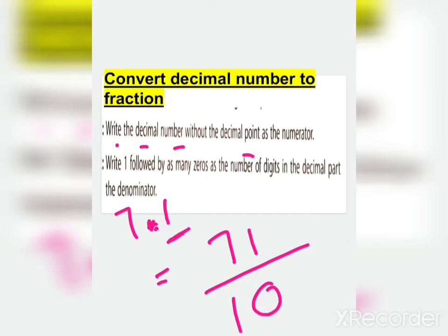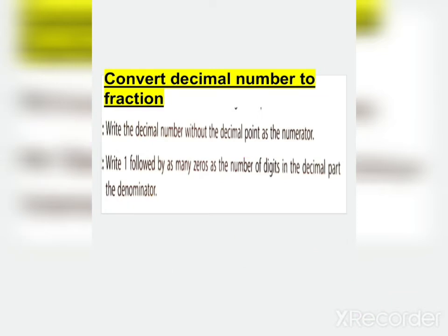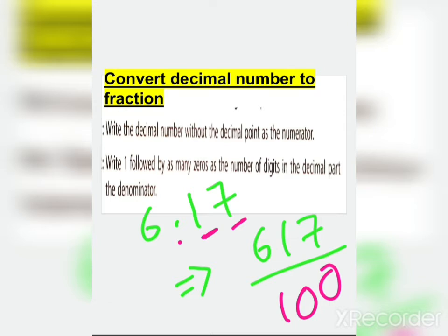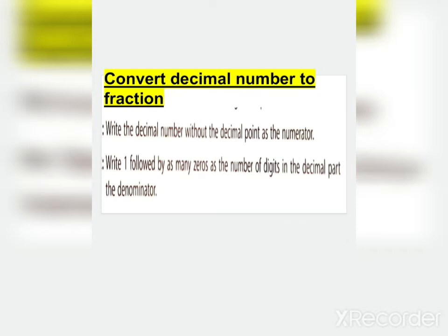So 71 by 10 is the correct answer. Now if it is 6.17, in this case you will write 617 and see the decimal point. Decimal point is here, and after the decimal point how many numbers are there? Two numbers are there, 1 and 2. So put two zeros in the denominator. So the answer is 617 divided by 100.